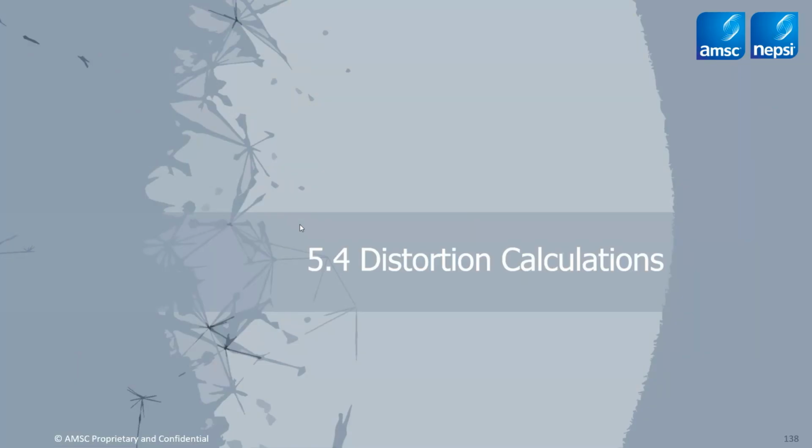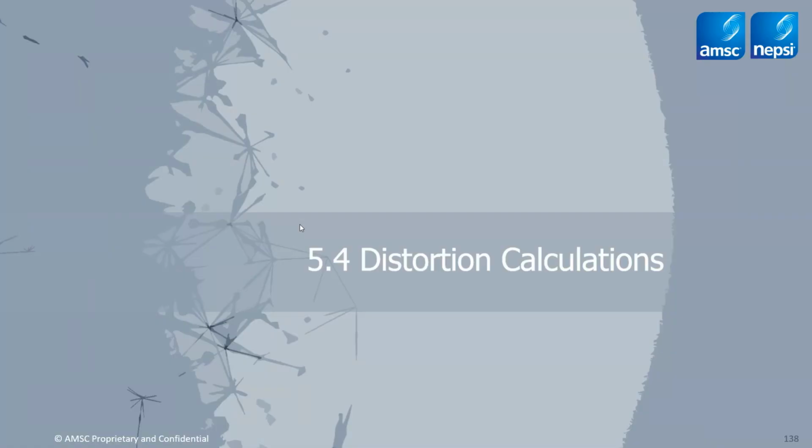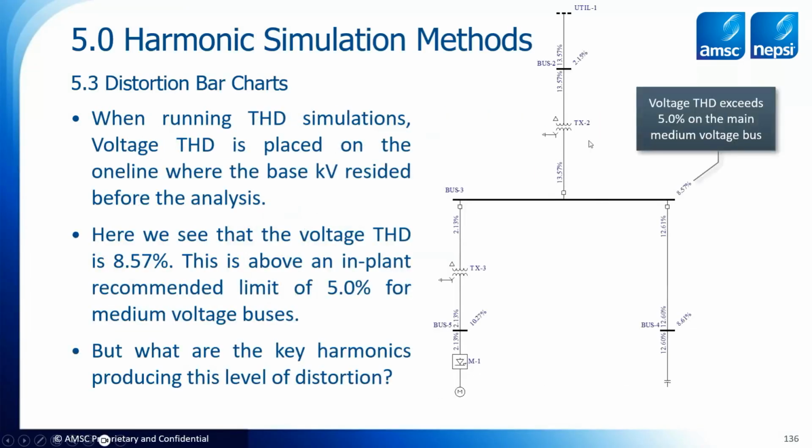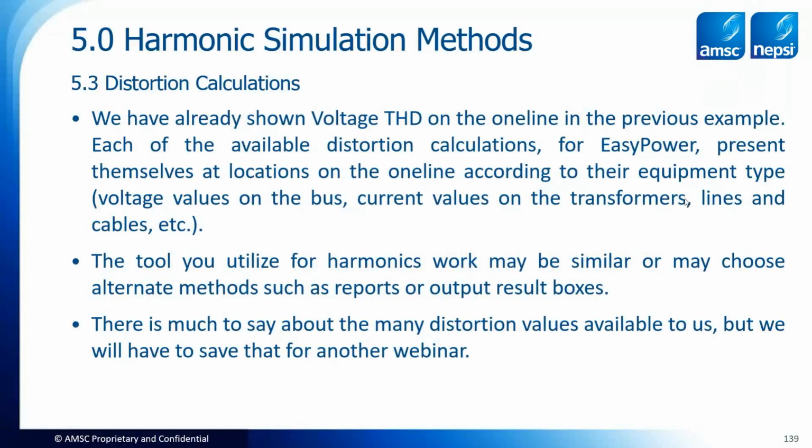Now, distortion calculations, I think we all have some familiarity with. We hear them used all the time. And I just showed you on the previous one line a distortion value in the EasyPower software being put out on the bus. It really depends on the tool of your choice how they're going to be presented, whether they're on the one line or in tables, and whether they include THD and current, or which numbers they're going to put out and present to you.